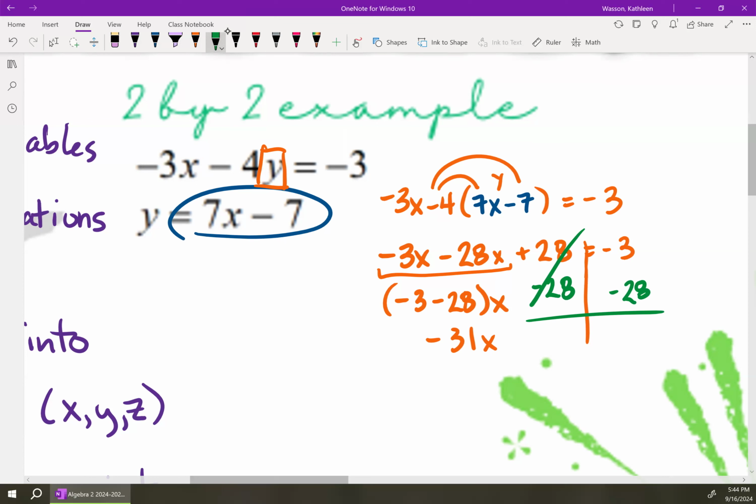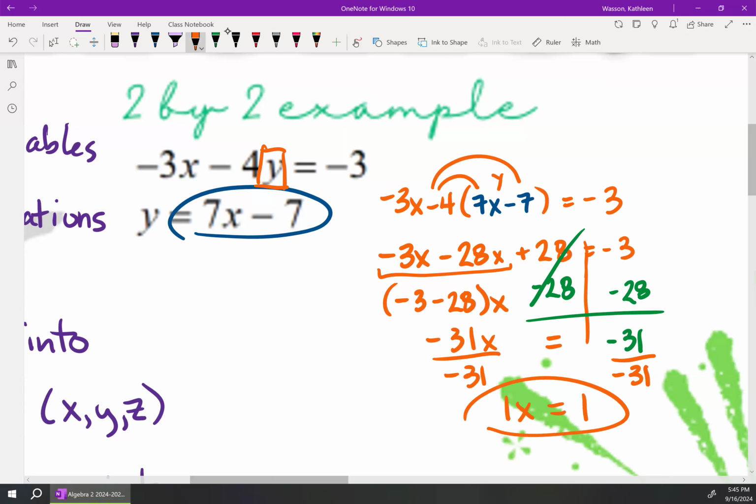Negative 3 minus 28 is negative 31. So I get negative 31x equals negative 31. And I'm solving for x, so I divide by x's coefficient, negative 31. And I divide on both sides. I get negative 31 over negative 31, that's 1. I get 1x equals negative 31 divided by negative 31 is 1. So x is equal to 1.